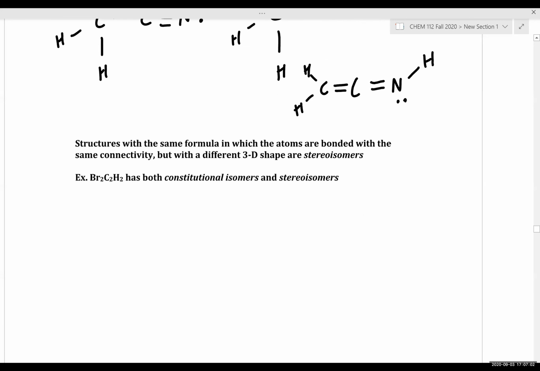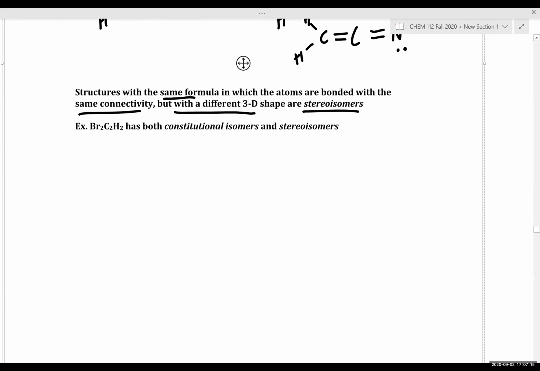So this is a big one. Structures with the same formula in which the atoms are bonded with the same connectivity but a different 3D shape are called stereoisomers, different shape. So what do I mean by that? Well, I can show you a model. That'll be one way of showcasing it. So let me make a model really quickly and I'll turn on my camera and show that to you.